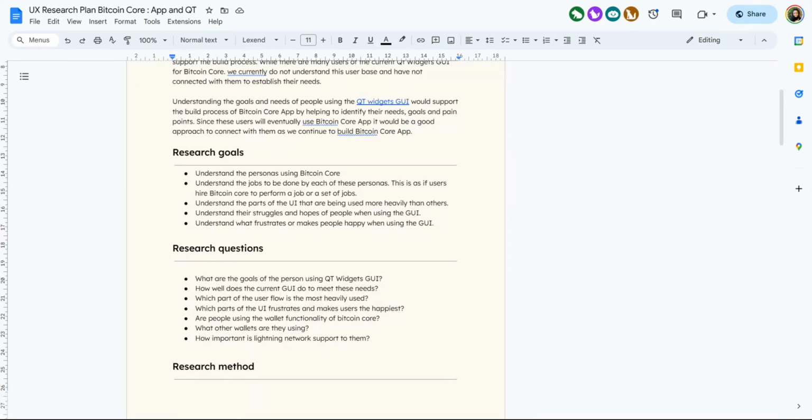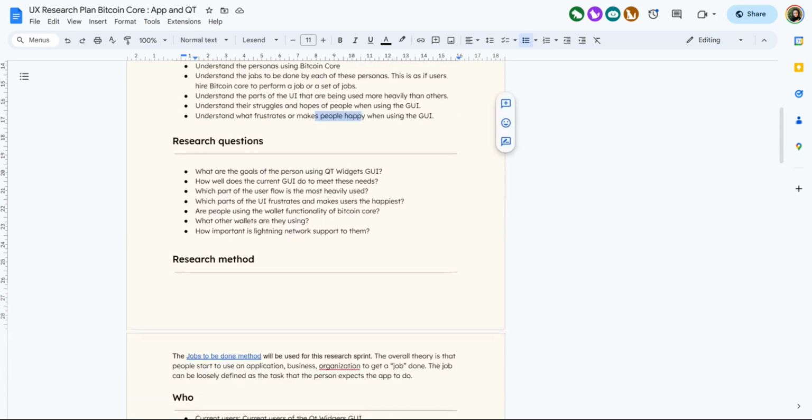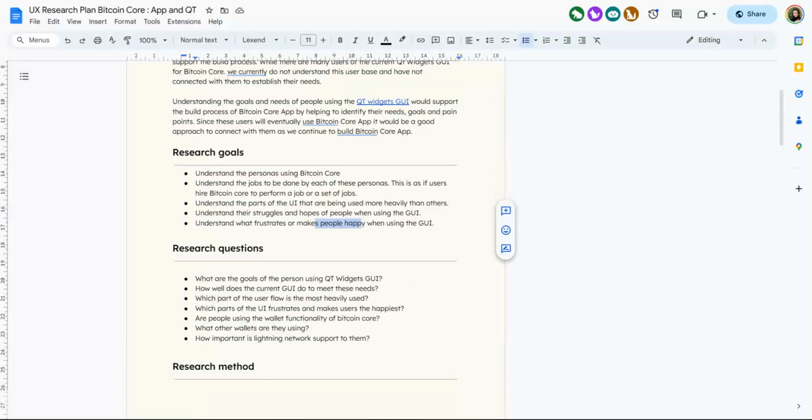Some of the research goals were to understand the personas of people using Bitcoin Core at the moment. No research like this has ever been done before. One of the goals is how can we understand the person who is actually using Bitcoin Core on a day-to-day basis, frequent users. The second one was the jobs to be done: what are the jobs that these personas need Bitcoin Core to do for them? And the other part is to understand which parts of the GUI are being used the most, struggles, pain points, things they're struggling with, and what makes them happy. Those are the bigger goals of this.